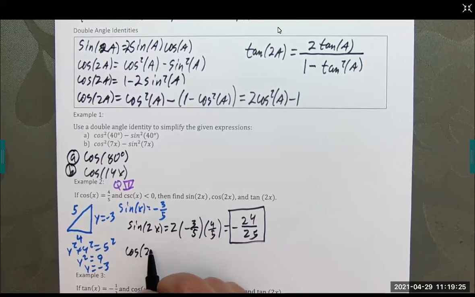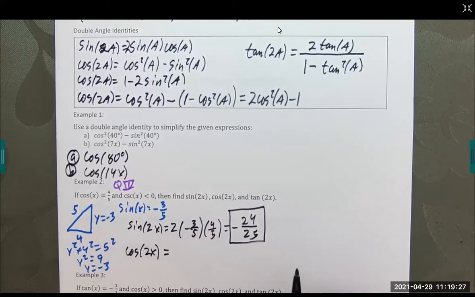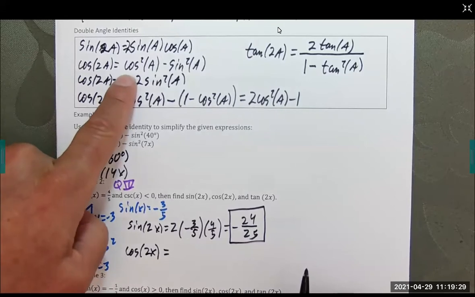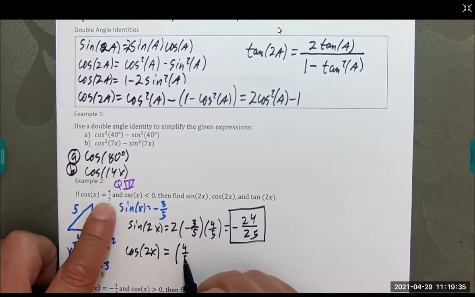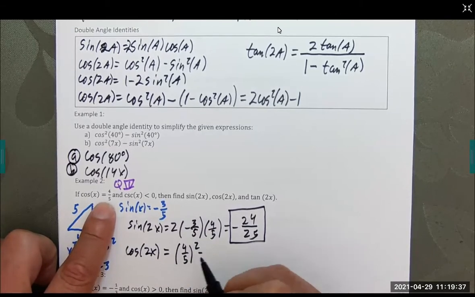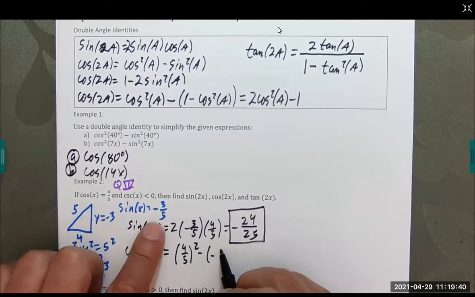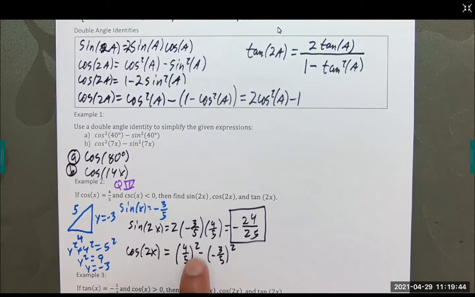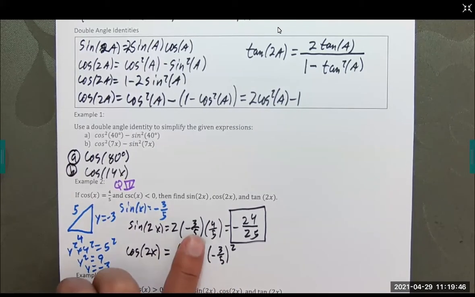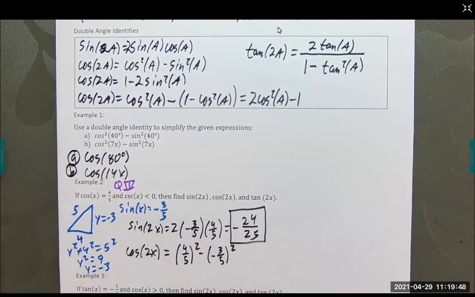Cosine of 2x. Again, I can make a choice, but I'm going to use the first one. Cosine squared. Cosine is 4/5 squared minus sine squared, which is negative 3/5 squared. I want to caution you to be careful. It looks like we have minus minus going on here, but we don't. We have to square that first, and then we subtract.